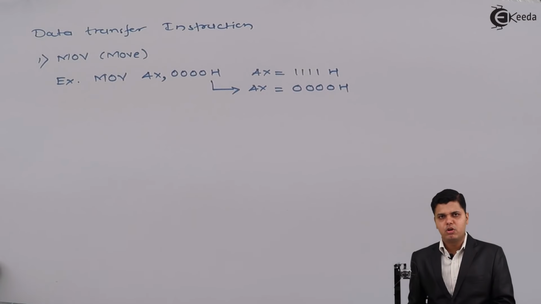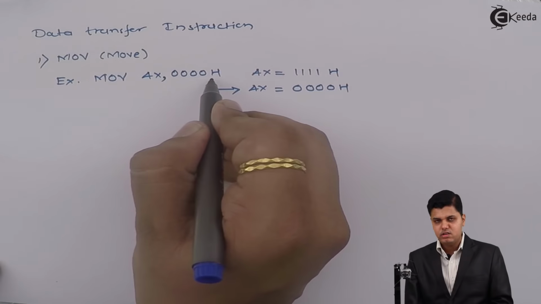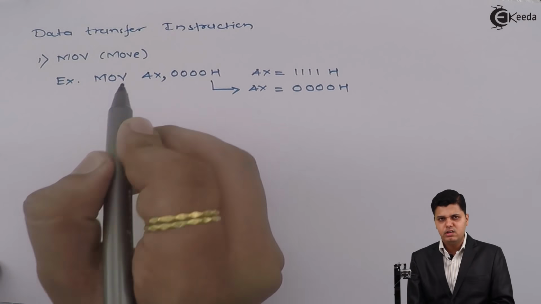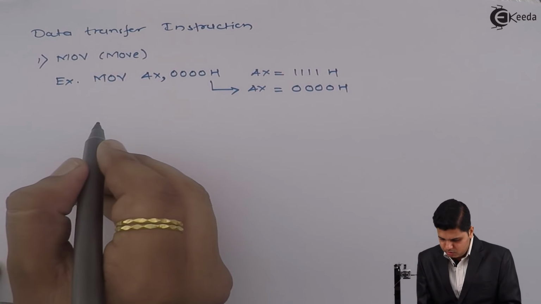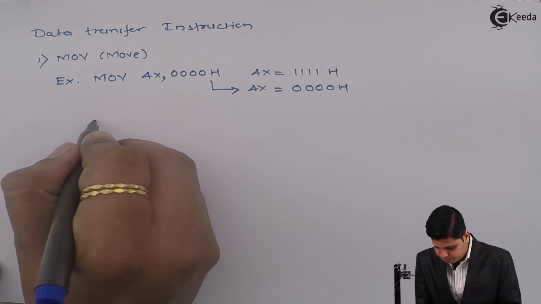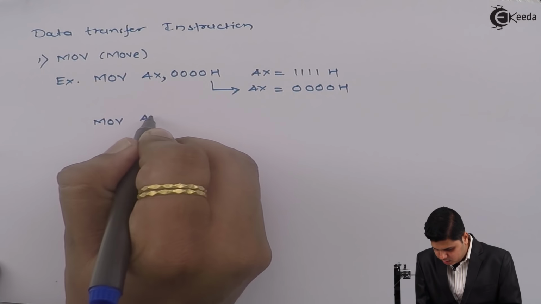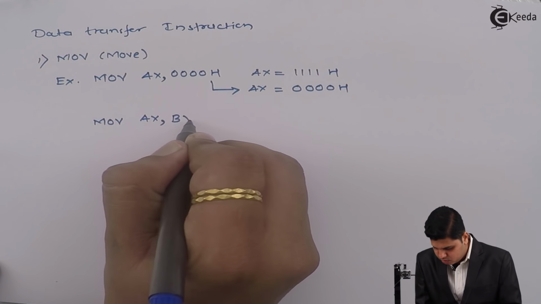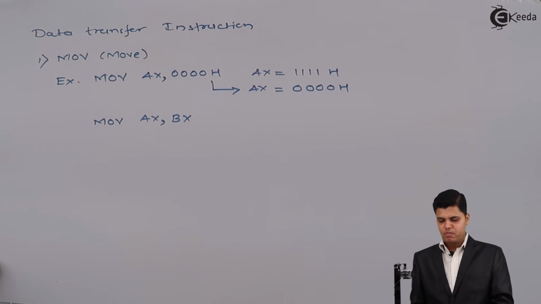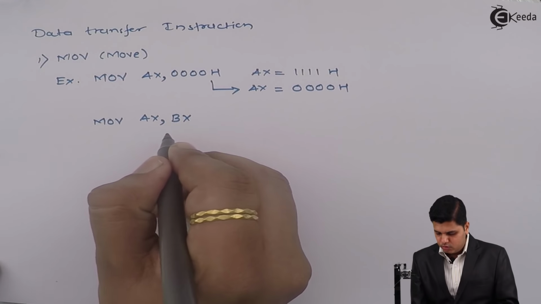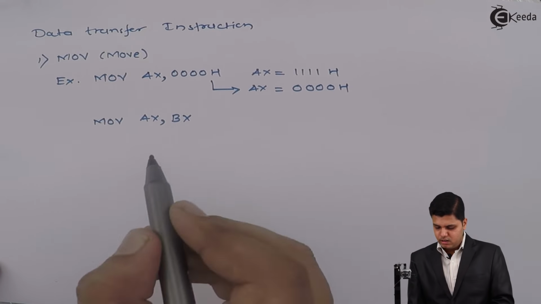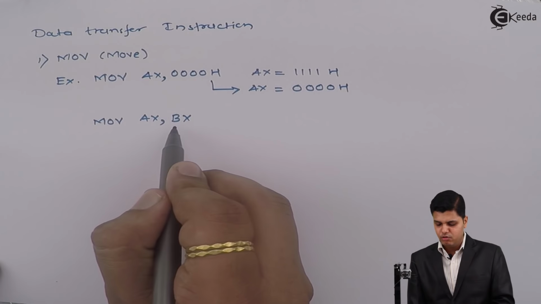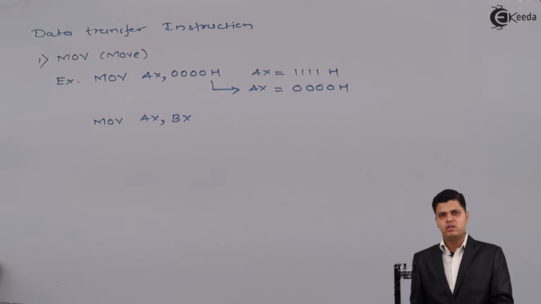Now in this example, the source is an immediate value and the destination is the AX register. Similarly we will see some other examples. The second example is MOV AX, BX. In this case, the instruction tells us that the contents of the BX register will be copied to the AX register. Both the registers are 16-bit, so 16-bit data is transferred in this case.